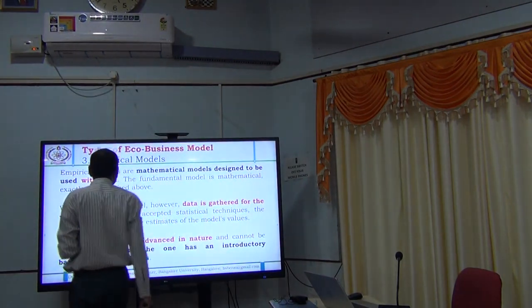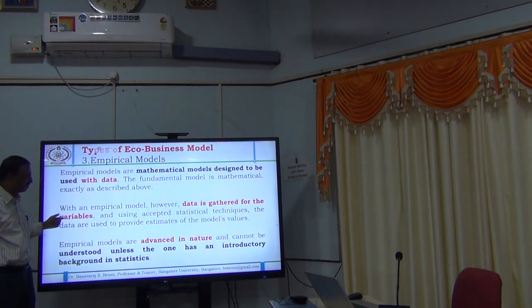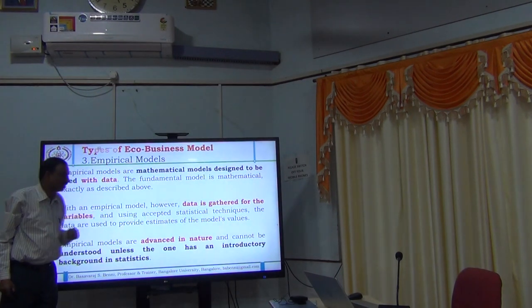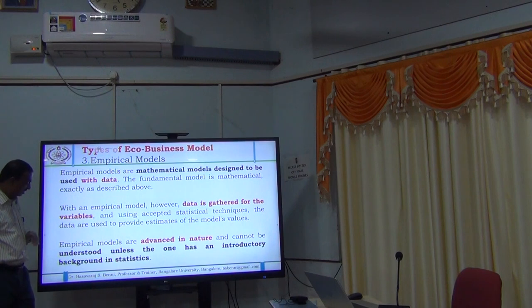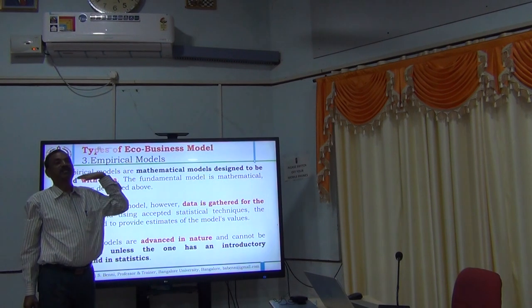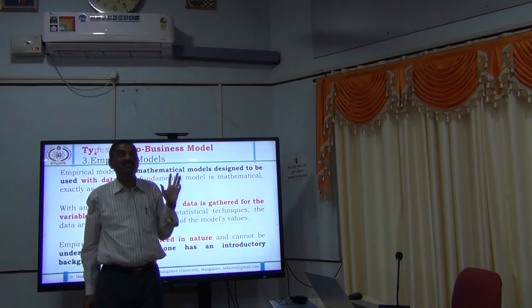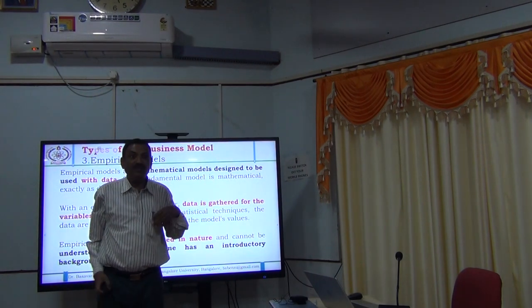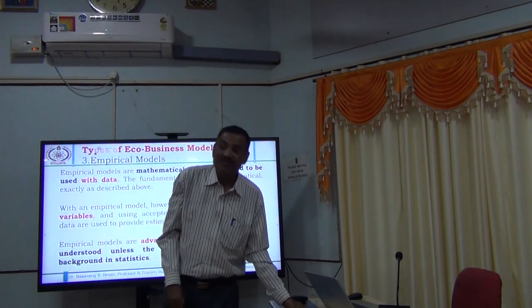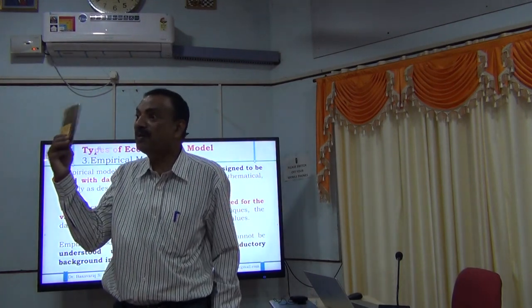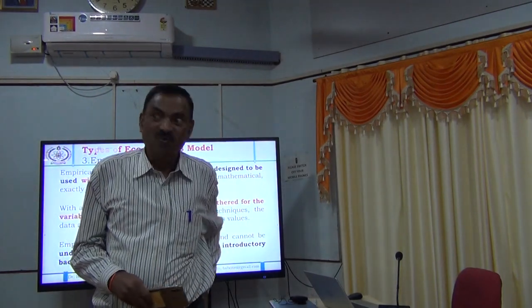So the data is gathered for different variables and then put into statistical techniques, and we arrive at the results. Empirical models are advanced in nature compared to mathematical models because they give results directly. How does it give results? By saying, if I reduce the price of apples by 10%, what is going to happen?